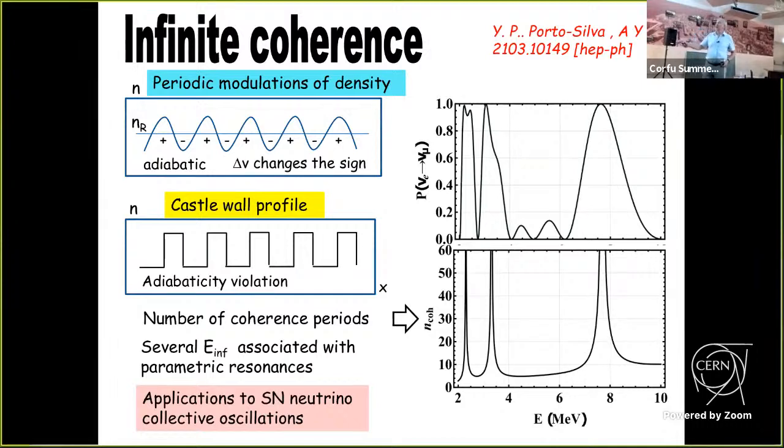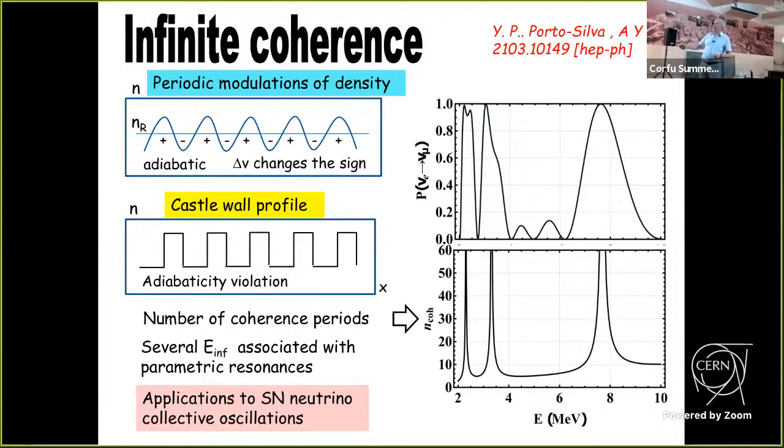One is when you have the density profile periodically modulated. In one half of the period, one state propagates faster, and in the other half, the other one is faster, so they kind of catch up with each other.